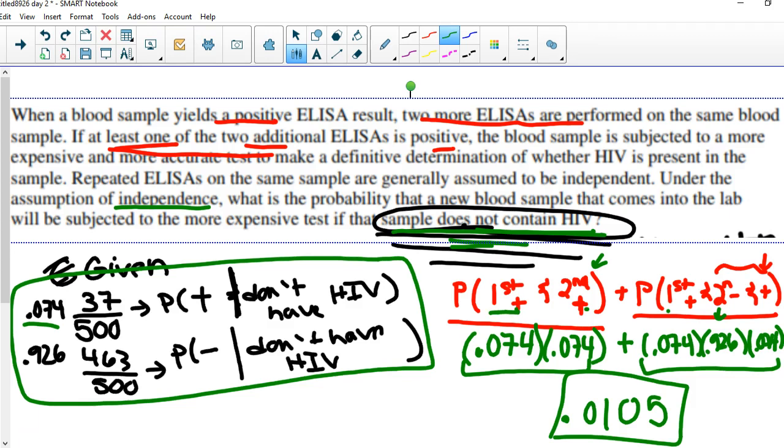I have to test positive the first time in order to even be considered for additional testing. They're going to give me 2 more tests. If my second test is positive, automatically I get more expensive testing. Why? Because at least one of the two, so there we go, one of them tested positive, we're going for extra testing. Here, I test positive, I need 2 more tests. The second one's negative, so we're not getting additional testing yet. But the third one is positive again. We need more expensive testing. Here are my probabilities that I got from over here. Multiply and add, and there's my final probability.